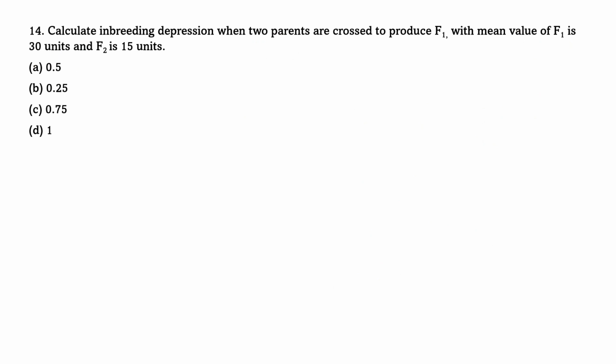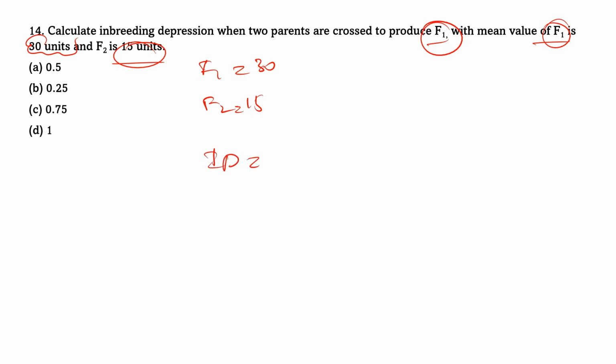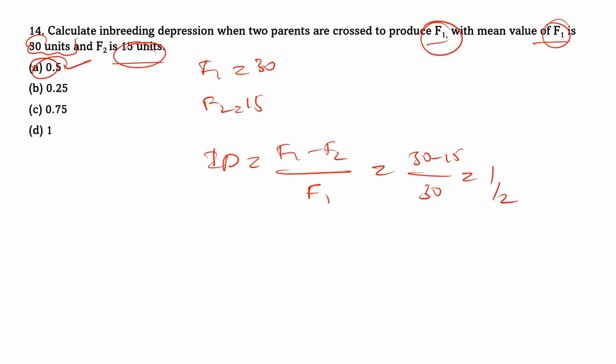Next one. Calculate the inbreeding depression when two parents are crossed to produce F1, with the mean value of F1 being 30 units and F2 being 15 units. Now we have to find the inbreeding depression. To find out the inbreeding depression, it's simply F1 minus F2 divided by F1. So that is 30 minus 15 divided by 30, which is equal to 1 by 2, which is 0.5.